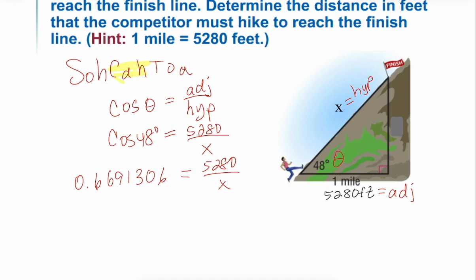Now, remember, in order to solve for x, it is the denominator on the right side. It is dividing by x on the right side. So to put it in a location that's going to allow us to solve it, we're going to need to always cross multiply by the denominator, whether it's a number or an x. So we get at this point 0.6691306 x equals 5,280.